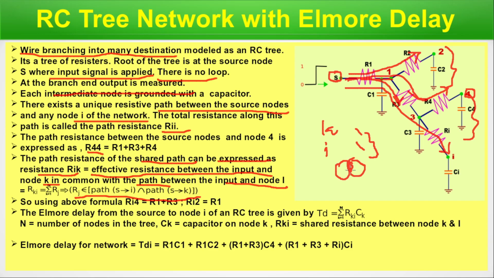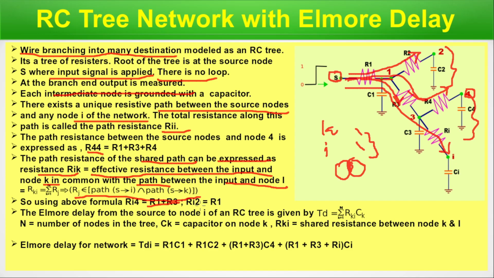So using the above formula, Ri4 is R1 plus R3. How is that happening? S to i is R1, R3, Ri, and S to 4 is R1, R3, R4. So the common part is R1, R3. That is the shared resistance of these two nodes, 4 and i. Similarly, for 2 and i, the common resistance is R1. So this is Ri2 equal to R1.